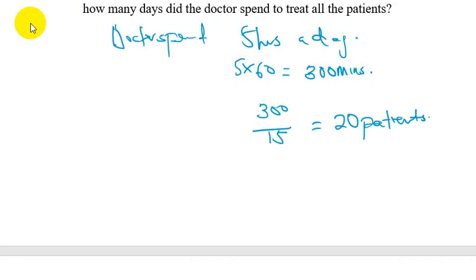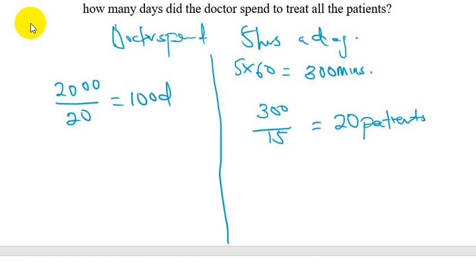So a day, the doctor will take care of 20 patients. Now from there, we want to know the number of days used to treat the patients. And we were told that the doctor treated 2,000 patients. So we just take the 2,000 and divide it by what? 20 patients. And that's going to give us 100 days.